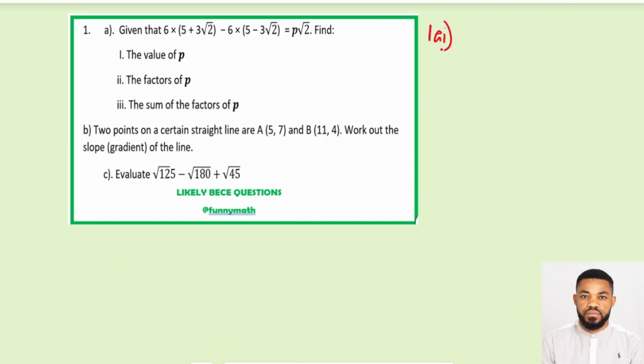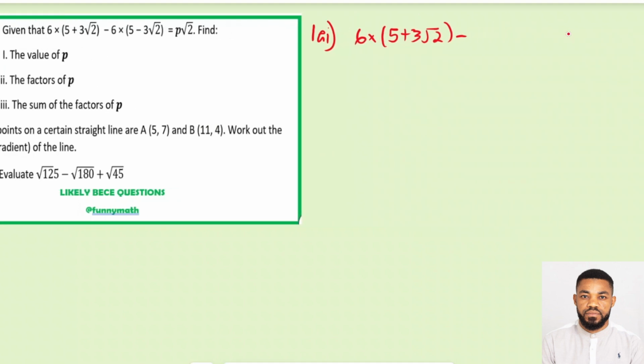So that is 1(a)(i). That's going to be 6 times the bracket of 5 plus 3 root 2, minus 6 times the bracket of 5 minus 3 root 2, and that is equal to p root 2. So that is the equation, an equation involving surds. Now let's move on. We are going to expand to remove the brackets.